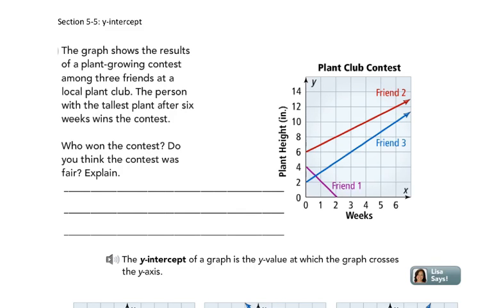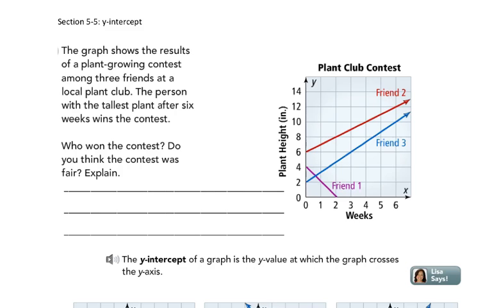In Lesson 5.5, we're going to talk about what a y-intercept is. So you should recognize this graph from one that we talked about before. It is the plant club contest, and it shows the results of a plant growing contest among 3 friends at a local plant club. This time, the person with the tallest plant after 6 weeks is the winner of the contest. So, who won the contest, and do you think the contest was fair?